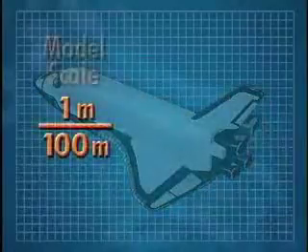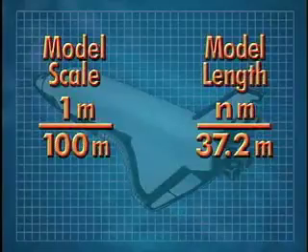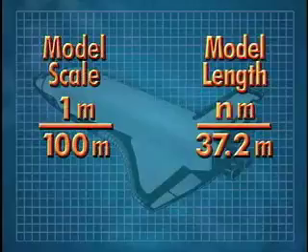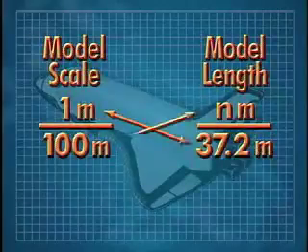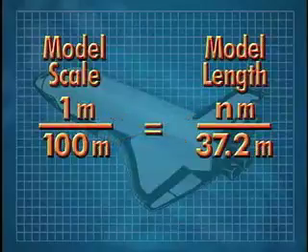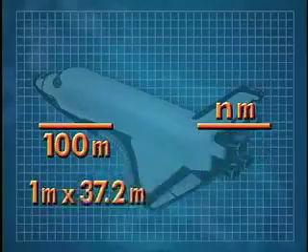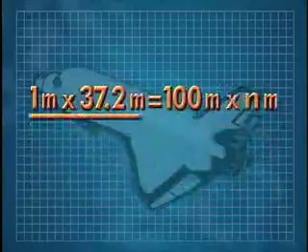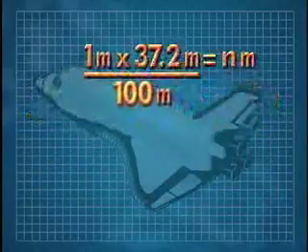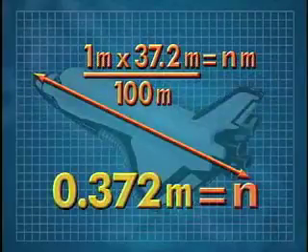The first ratio is the model scale, and the second ratio is the length of the model to the actual shuttle length. n represents the length of the shuttle model. We set these two ratios equal to each other. Now remember, in a proportion, the cross products of the two ratios are equal. We write the cross product as 1 meter times 37.2 meters equals 100 meters times n meters. Dividing 37.2 by 100 gives us the length of the shuttle model, which is 0.372 meters, or approximately 14.5 inches.